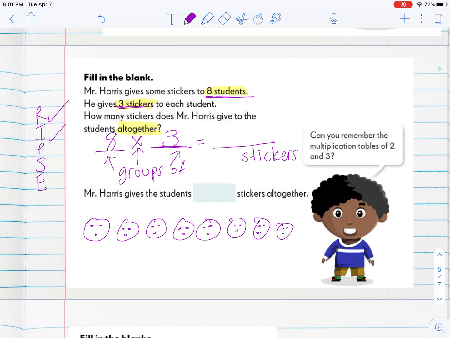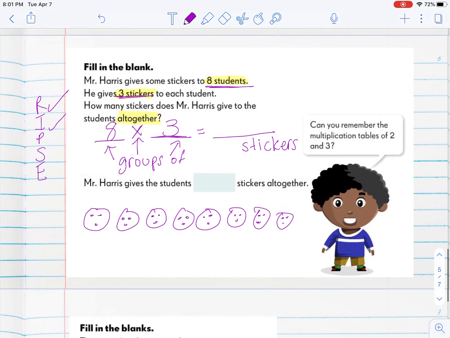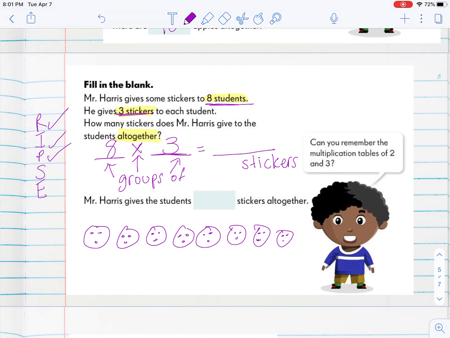Okay, so now is when it's really important that you work on skip counting by 3s or knowing your multiplication table of 3. Okay, so we're going to go ahead and skip count these groups to solve. Okay, we're going to count 3, 6, 9, 12, 15, 18, 20... Miss Egan, you messed up. This is 21.